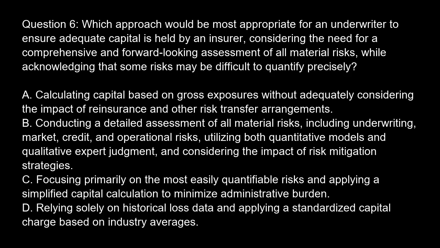Option A. Calculating capital based on gross exposures without adequately considering the impact of reinsurance and other risk transfer arrangements. Option B. Conducting a detailed assessment of all material risks, including underwriting, market, credit, and operational risks, utilizing both quantitative models and qualitative expert judgment, and considering the impact of risk mitigation strategies. Option C. Focusing primarily on the most easily quantifiable risks and applying a simplified capital calculation to minimize administrative burden. Option D. Relying solely on historical loss data and applying a standardized capital charge based on industry averages.